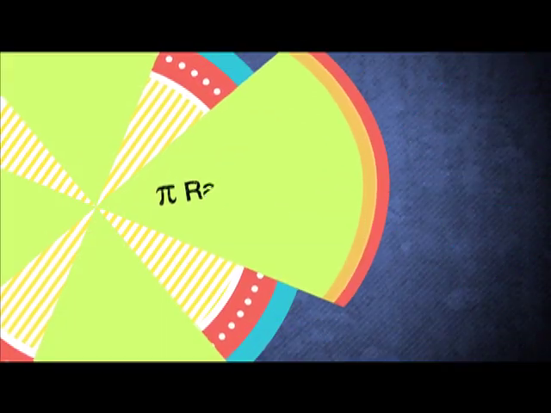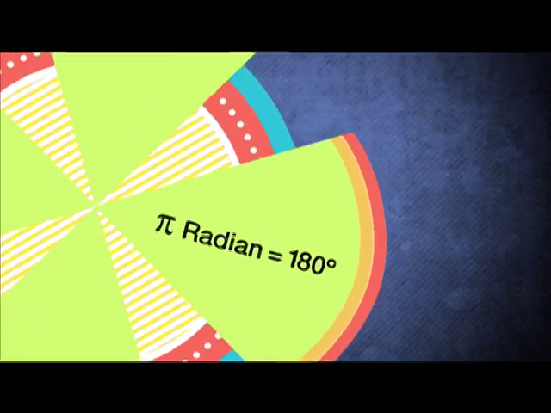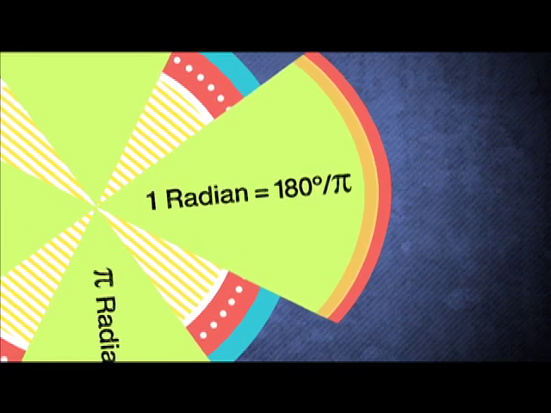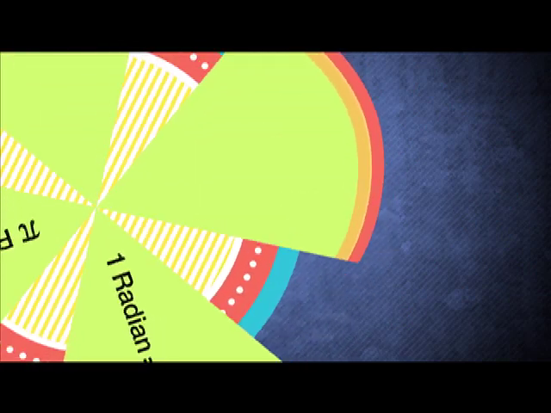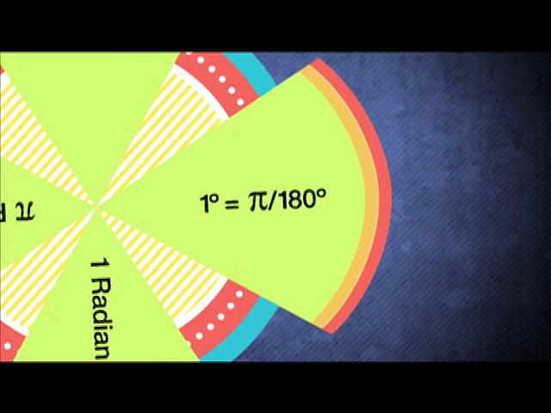I'm sure you know that pi radian equals 180 degrees. Therefore, 1 radian equals 180 over pi, while 1 degree equals pi over 180.